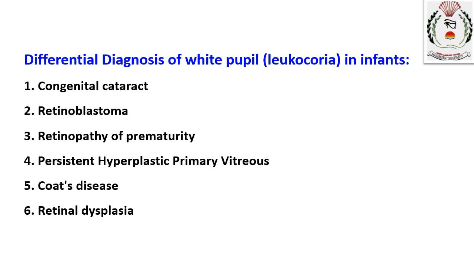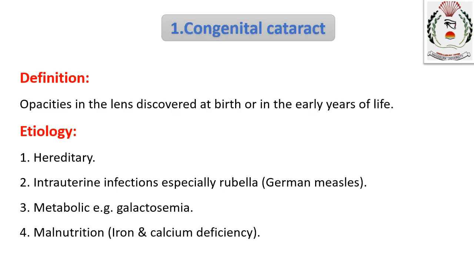The most common causes of white pupil in children: congenital cataract, retinoblastoma, retinopathy of prematurity, persistent hyperplastic primary vitreous, Coats disease, and retinal dysplasia, and we will discuss each item. First, congenital cataract. What is meant by congenital cataract? Normally, the lens is clear. So, congenital cataract means opacity in the lens, which is discovered at birth or soon after birth, in the early years of the child.